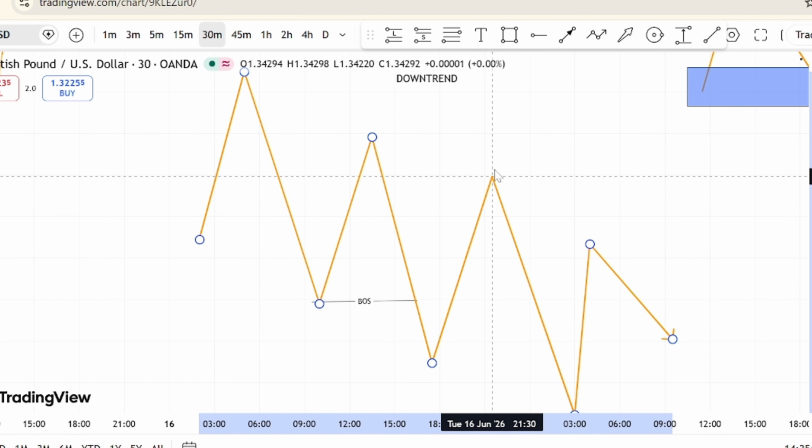This is a break of structure. As you can see, after it broke structure, we come to our checklist and look for the next thing on our checklist, which is the aftermarket structure. We look for the break of structure, which we have here. This is the break of structure.